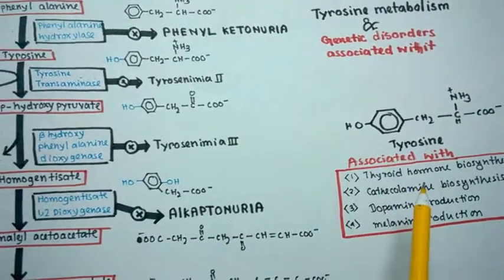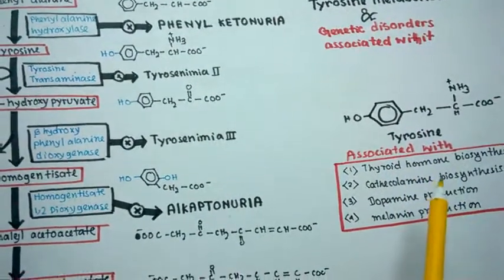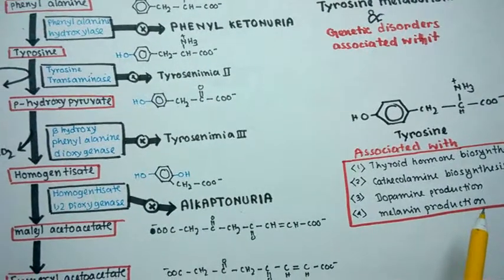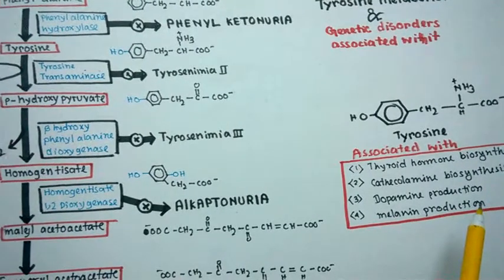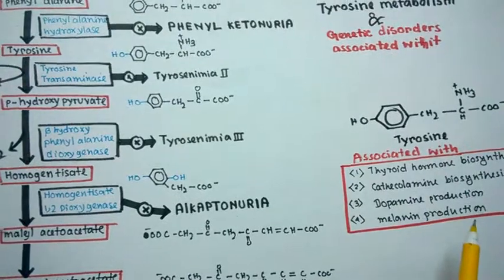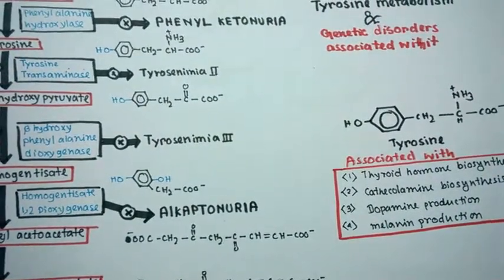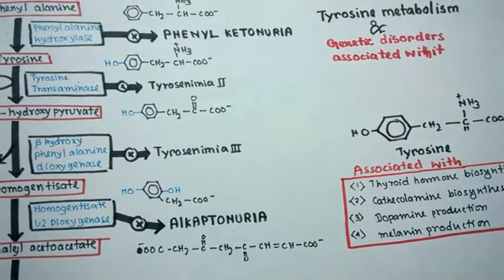Thyroid hormone biosynthesis requires tyrosine. The precursor for thyroid hormone is actually the amino acid tyrosine, and catecholamine biosynthesis also requires tyrosine. Catecholamines means norepinephrine and epinephrine. Dopamine, which is an inhibitory neurotransmitter, also requires tyrosine for production. Melanin production also depends upon tyrosine.